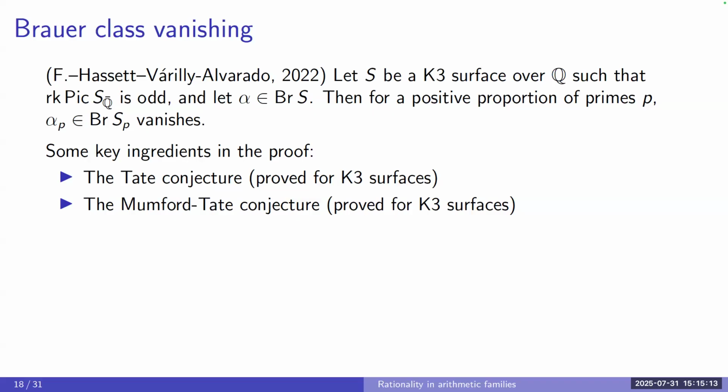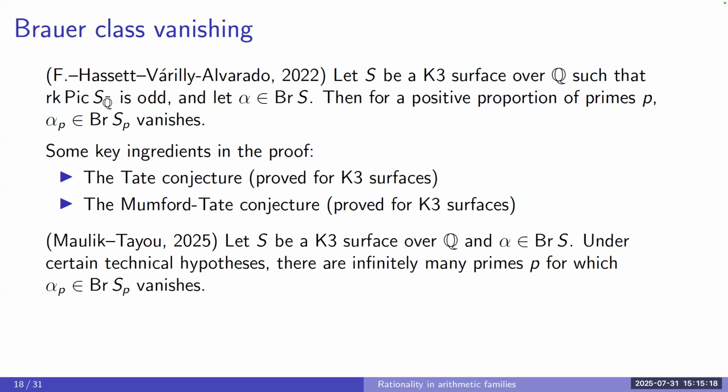Okay, and then maybe if you want weaker conditions on your K3, this was studied by Maulik and Tayou. Again, starting with a K3 over Q and any Brauer class, they still have some technical hypotheses, but they're weaker hypotheses. And then they're able to show that at infinitely many primes, you get the Brauer class vanishing. Again, these hypotheses are not too strong. They basically have to avoid a few ranks for the transcendental lattice, and then they need some conditions on the discriminant of the transcendental lattice.